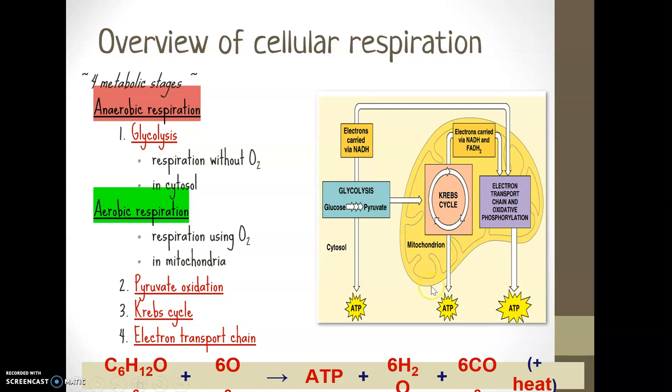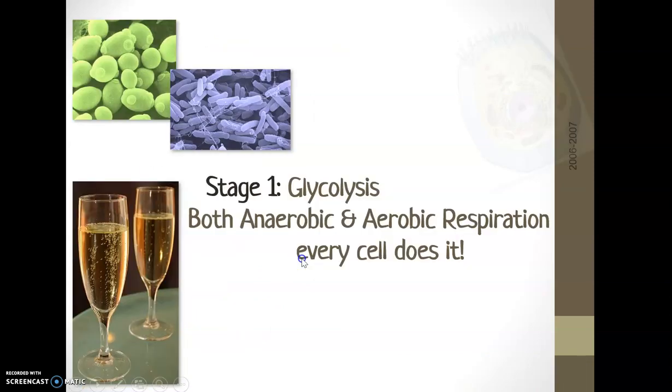Step 2 is called pyruvate oxidation. Step 3 is the Krebs cycle. And step 4 is the electron transport chain. You could also see electron transport chain shortened as ETC. Okay, I'm going to break down each of these systems and processes for you guys coming up.